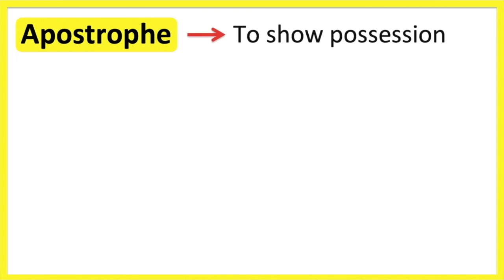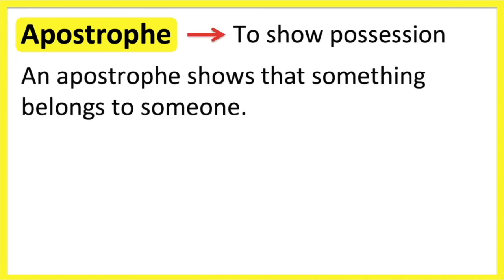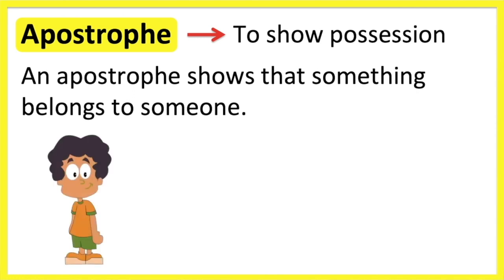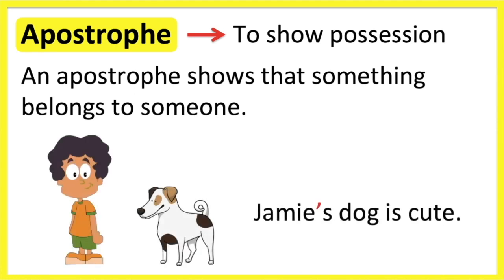An apostrophe can be used to show that something belongs to someone. For example, Jamie's dog is cute. The apostrophe followed by the letter S shows that the cute dog belongs to Jamie. There are several rules we need to learn when using an apostrophe to show possession. The rules depend on whether we're using a singular or a plural noun.